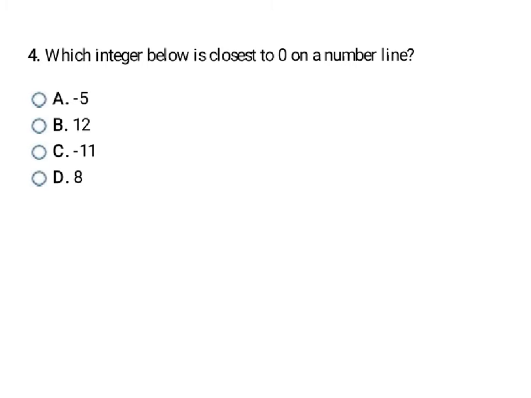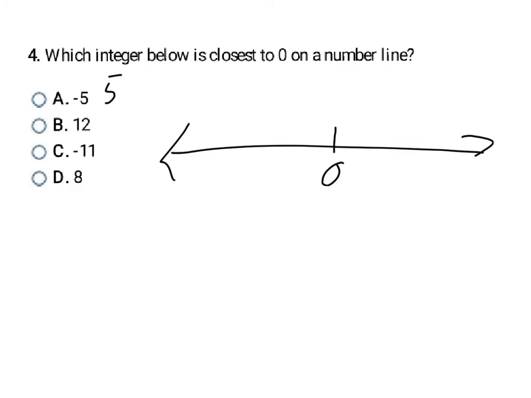This one here is asking which one is closest to 0 on a number line. So I'm looking, and of these, negative 5 would be 5 units away. 12 would be 12 units away. Negative 11 would be 11 units away, and D would be 8 units away. So you don't really have to look at the negative symbol here. I just want to see which one would be the closest, and that would be A, negative 5.